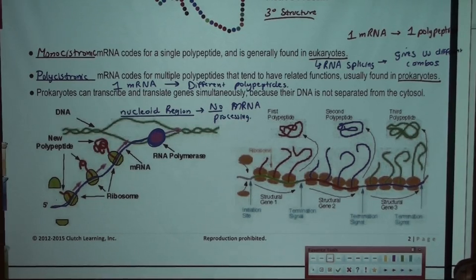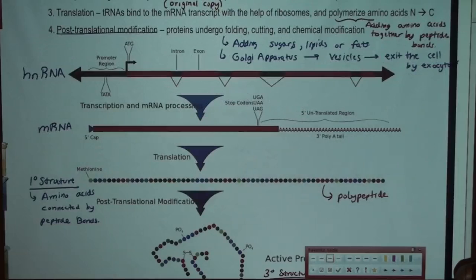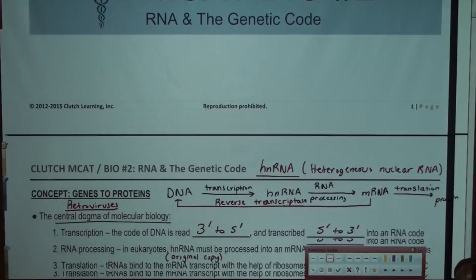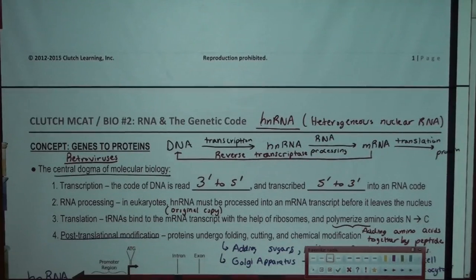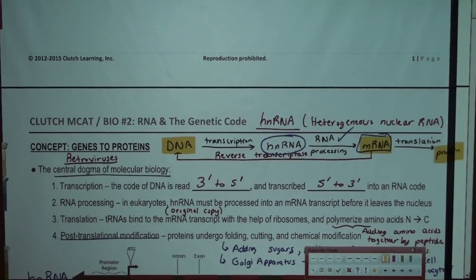We, on the other hand, have a nucleus, so we have that middle stage where we first make hnRNA, and then we process it so we can get a better mRNA. But prokaryotes go straight from this to this to this. They skip that hnRNA stage altogether.